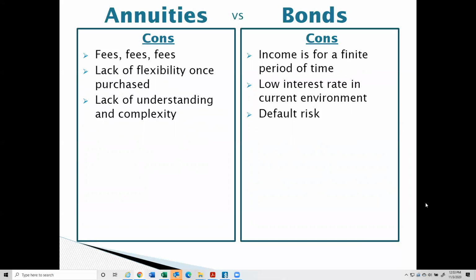So what are some of the cons of bonds? Well, we mentioned you can go out and buy a bond for a finite period of time, 1 year, 3 years, 5 years, 15, 30. But when that period of time is over, you have to go back out and reinvest those funds at whatever the current market rates are. Bonds that are maturing currently, we're in a very low interest rate environment. And because of that, some people have been turning to annuities to solve that fixed income need. And then you have default risk.